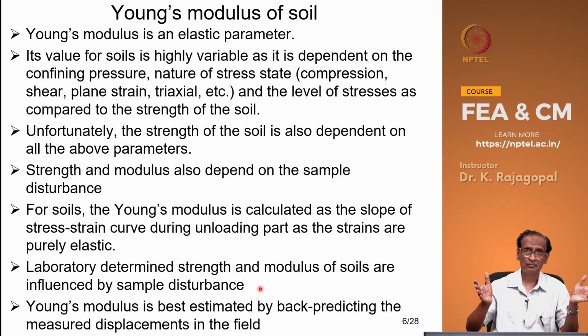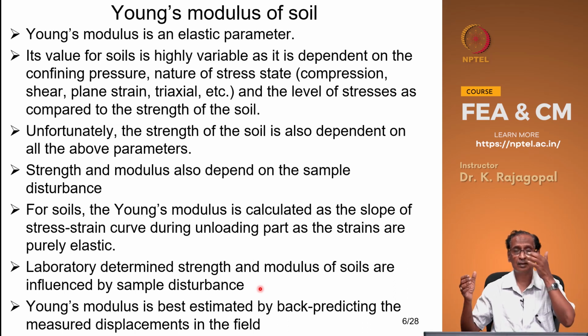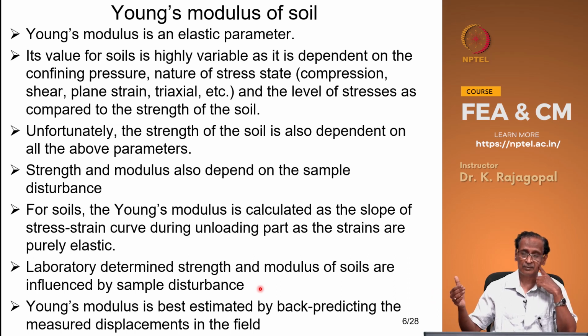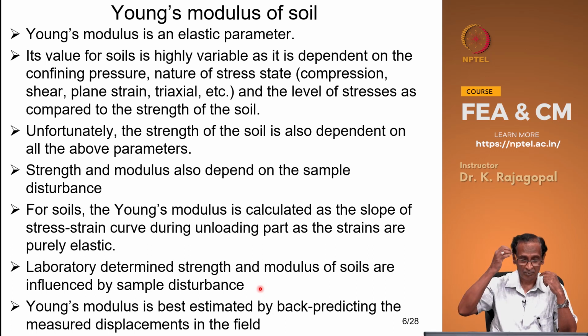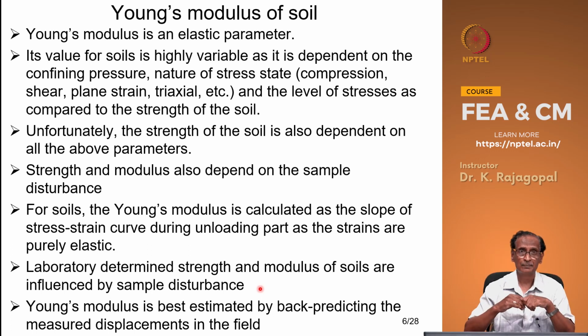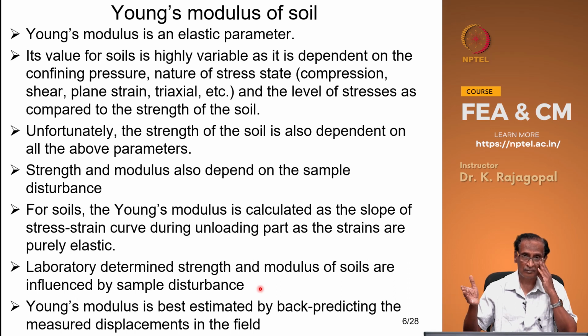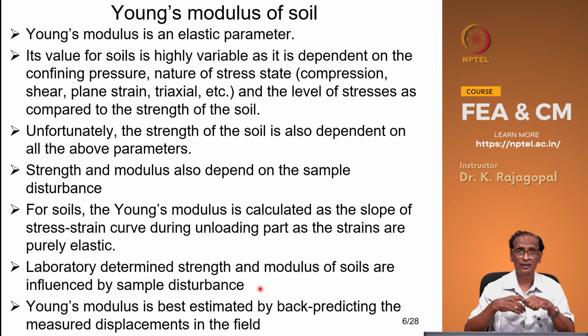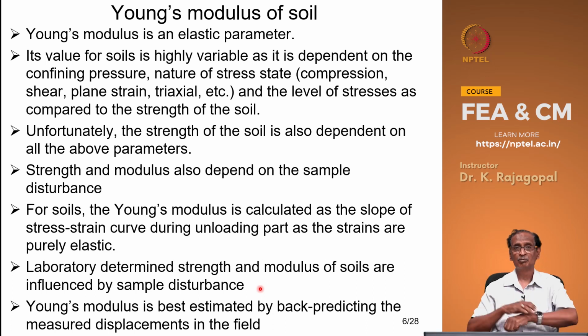Let us say you construct a building, and you know the settlements at some neighboring point, then you can back predict that settlement under the building induced pressure through some finite element analysis, and then you can calibrate your Young's modulus until you get that settlement value, and the Young's modulus that you get may be more reliable because it is by correlation to field measured values.